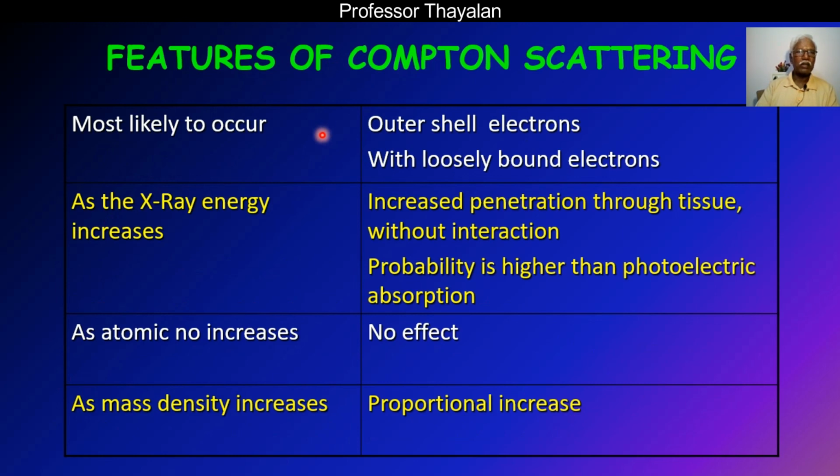To summarize, Compton effect is most likely to occur with outer shell electrons or with loosely bound electrons. As the X-ray energy increases, there is a chance of increased penetration through tissue without interaction, or the probability is higher than the photoelectric absorption. As the atomic number increases, no visible effect is observed. As mass density increases, there is a proportional increase of Compton effect.